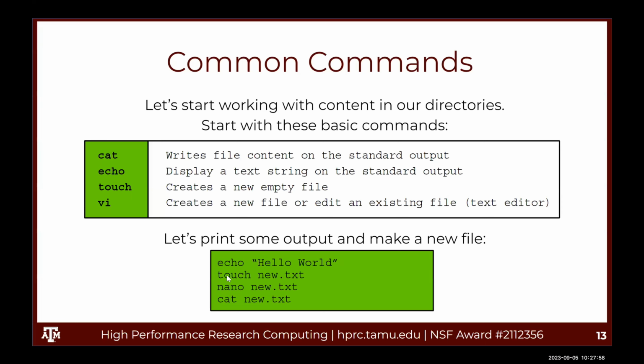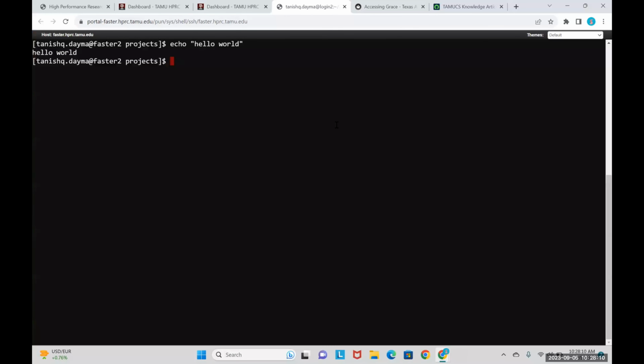Now we will be doing a small exercise. We will be using touch, nano, and cat. First of all, we will be creating a new file, editing it, and then displaying its contents. So this is a three-step process.